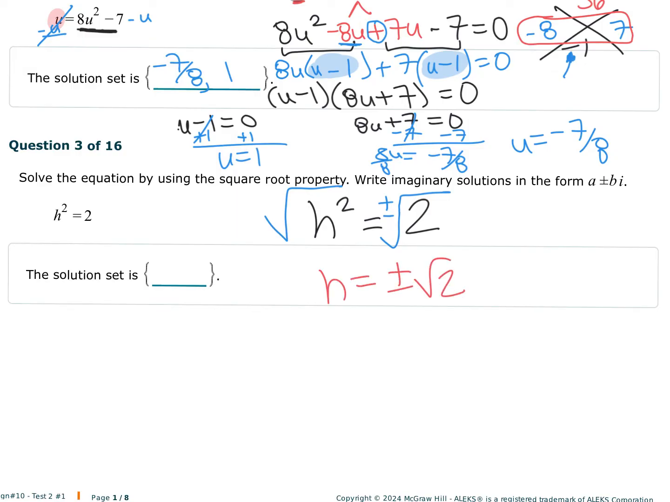And when you type this into Alex, you will have the option to use the plus or minus key, or you can write it as negative square root of 2, comma square root of 2. Alex would accept either answer. All right, so let me just go ahead and write it in. Okay, let's try number 4.